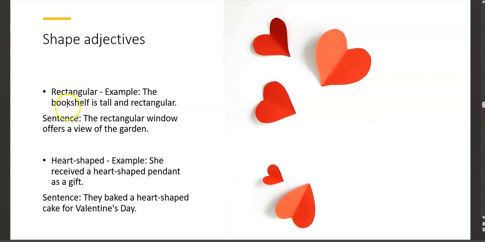Rectangular. Now here's an example in a sentence. The bookshelf is tall and rectangular. The rectangular window offers a view of the garden. Now here, you're not just talking about any window or any window that looks like any other shape, but you're being specific and talking about a rectangular window. And the bookshelf, you're being specific and talking about a rectangular bookshelf, heart-shaped.